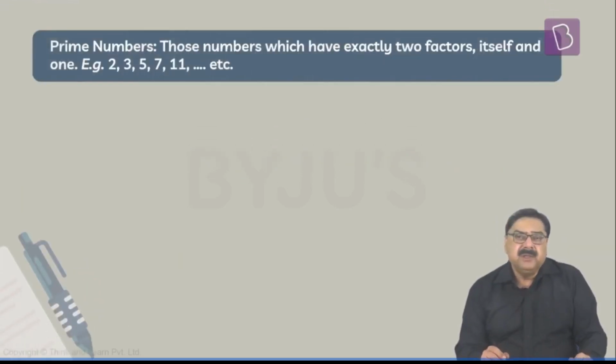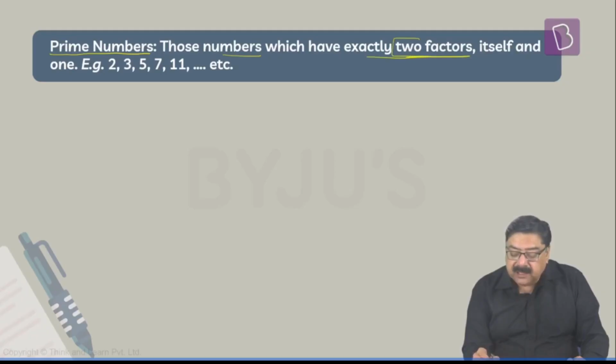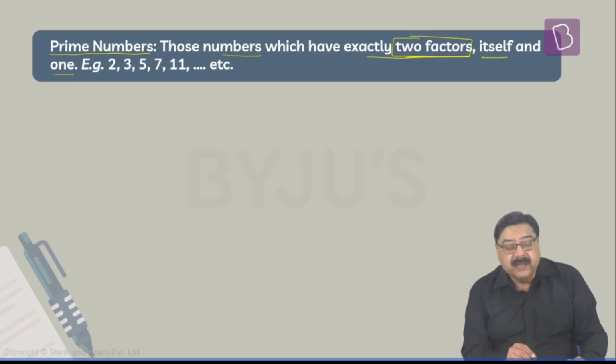Then we have prime numbers. Now, if you have already watched the video for number series, there also we have discussed about prime numbers. And if you haven't, then this is a recap for you. Prime numbers are those numbers which have exactly two factors. Which ones? Itself and the digit 1. For example, 2, 3, 5, 7, 11, etc. All these numbers have only two factors, the number itself, and the number 1. They are not divisible by any other number apart from themselves and number 1.